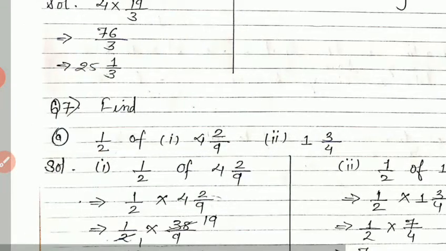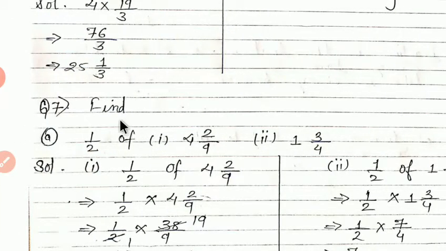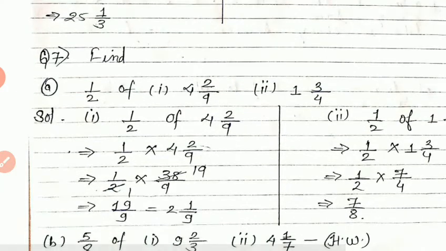Then question number 7. In question number 7 we have to find the answer of the question. So first one, 1 by 2 of 4 2 by 9, and second, 1 by 2 of 1 3 by 4. We have to find 1 by 2 part of this number and of the second one also. So first we will take the first one. So 1 by 2 of 4 2 by 9. As we have seen in our previous class, of means multiplication. So first we have to replace of by multiply. So 1 by 2 multiply 4 2 by 9.